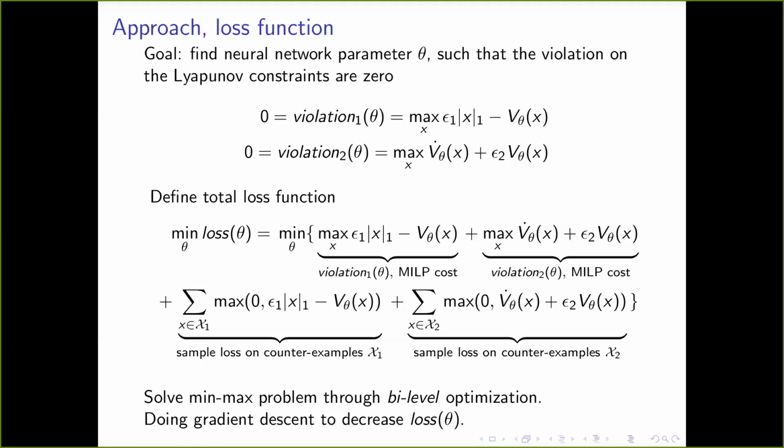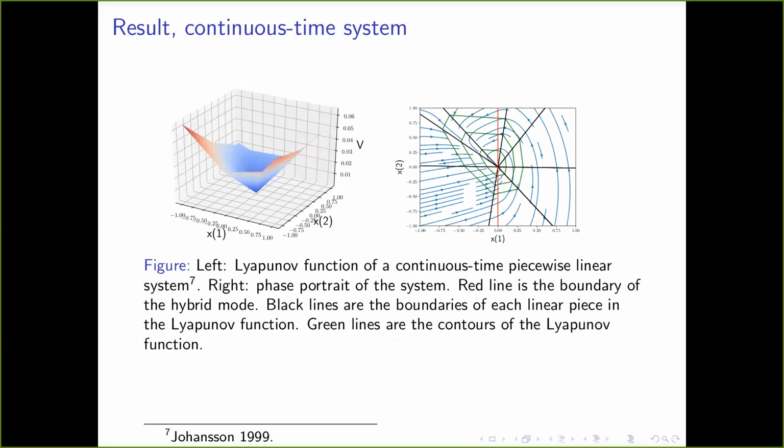So how does our approach work? First, we show the result of learning a Lyapunov function on a continuous time system. The left-hand side is the Lyapunov function. On the right-hand side, we draw the phase plot of this continuous time system. It has two hybrid modes, with the red line as the boundary of the hybrid modes. The black lines are the boundary of each linear piece in the piecewise Lyapunov function.